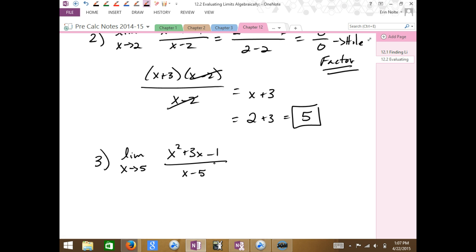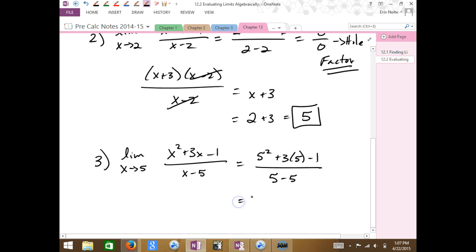What do I do for this equation? What is always my first step if I'm doing this algebraically? Plug in the numbers. So I'm going to start by plugging 5 into my x's. So I have 5 squared plus 3 times 5 minus 1, and 5 minus 5 on the bottom. So on the top I have 25 plus 15 is 40, and 40 minus 1 is 39. So in this scenario, we get 39 divided by 0.